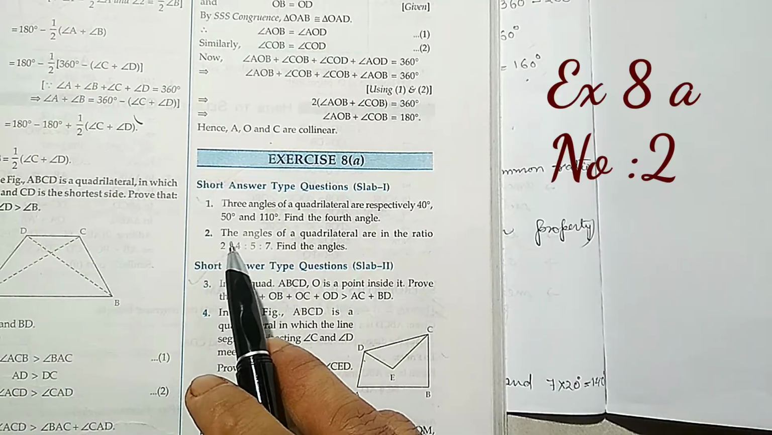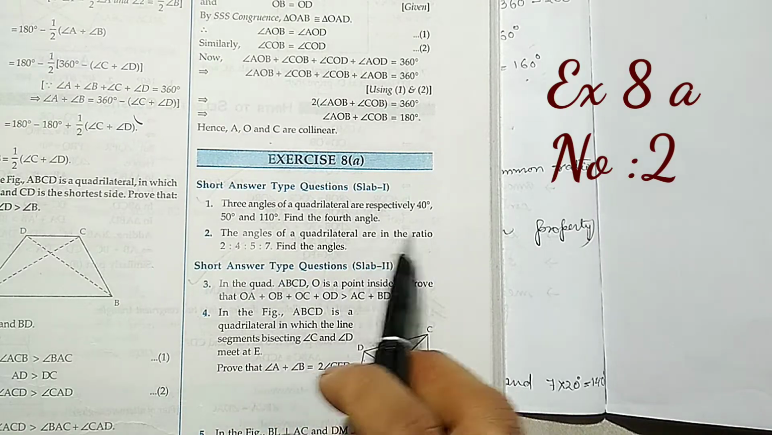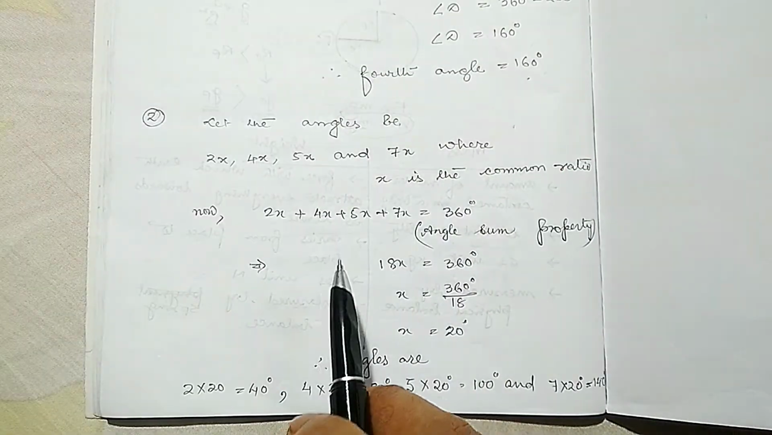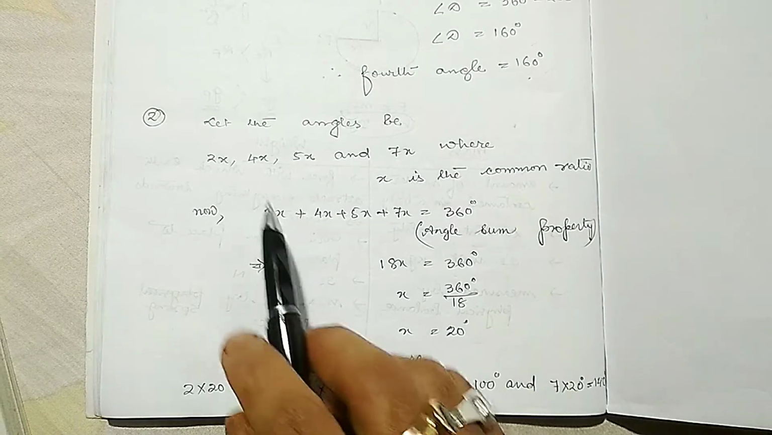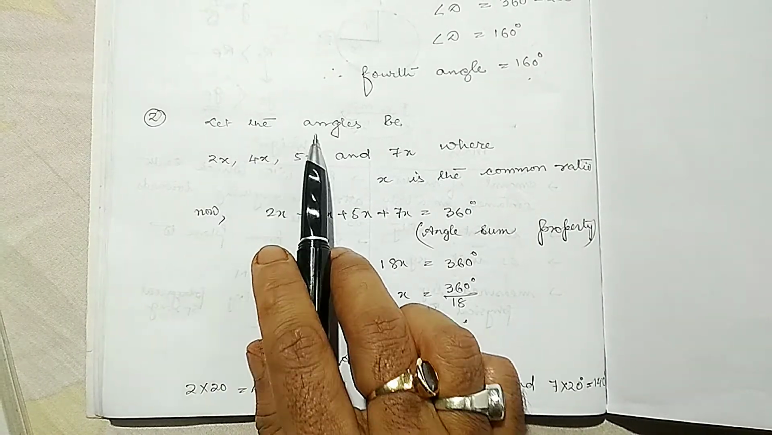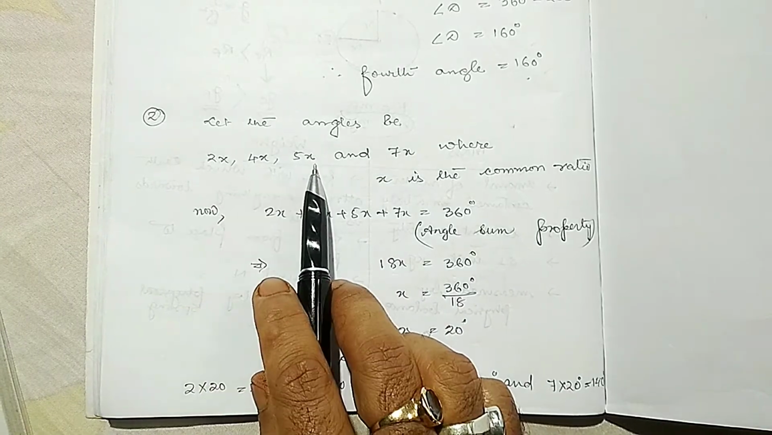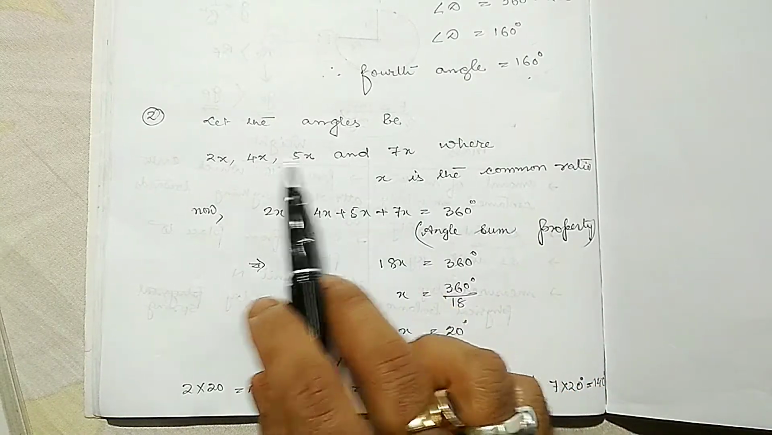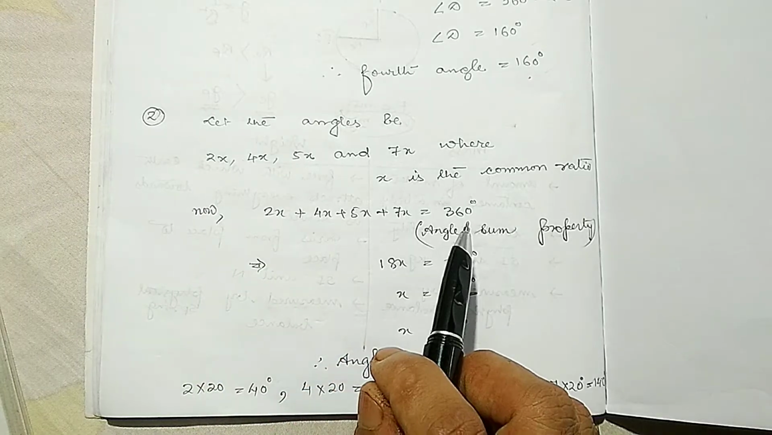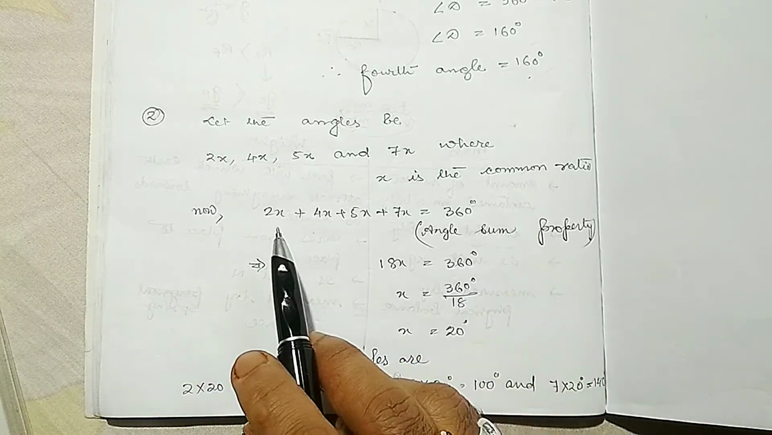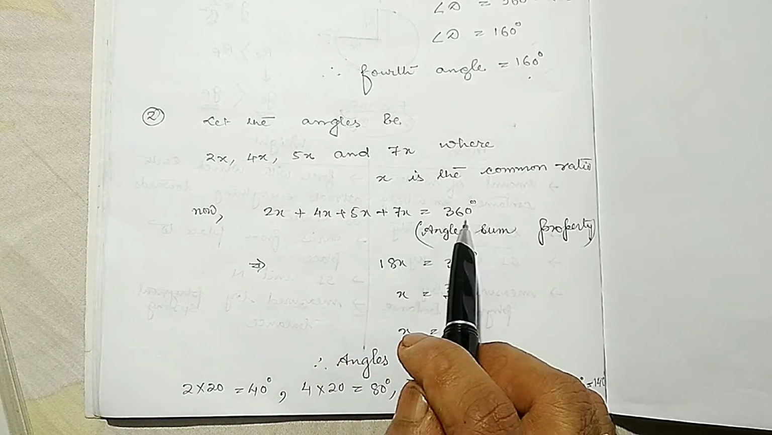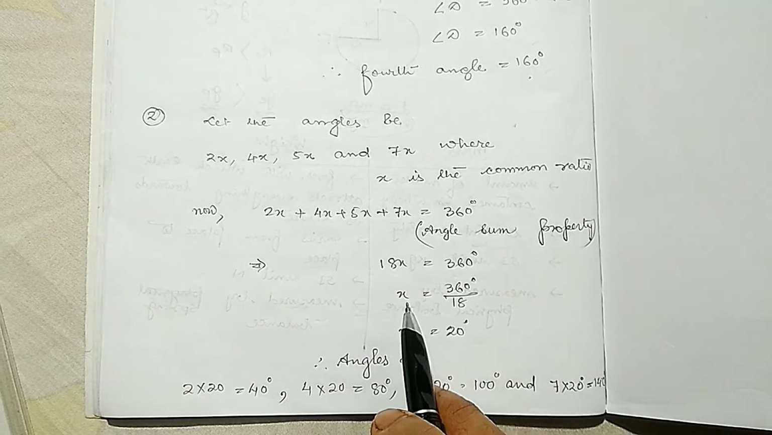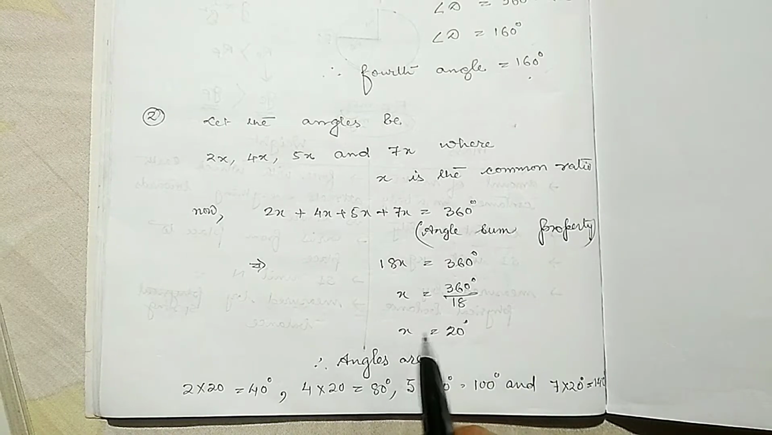In question number 2, it is given the angles of a quadrilateral are in the ratio 2:4:5:7 and we are to find the angles. Now for this, since angles are not given and their ratios are given, we can assume like this. Let the angles be 2x, 4x, 5x and 7x, where x is the common ratio. Fine. Now we know the sum of four angles in a quadrilateral is 360 degrees, which is called the angle sum property. So 2x plus 4x plus 5x plus 7x will be equal to 360. Now if I add, I am going to get 18x equals 360. So x will be 360 divided by 18. So x equals 20.